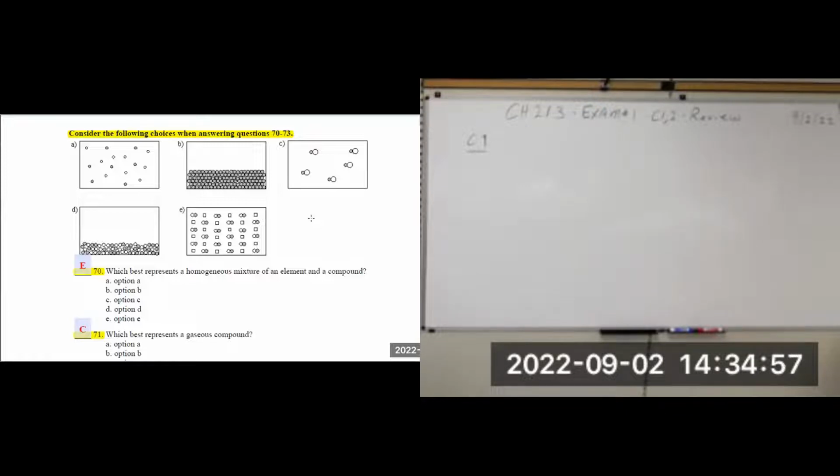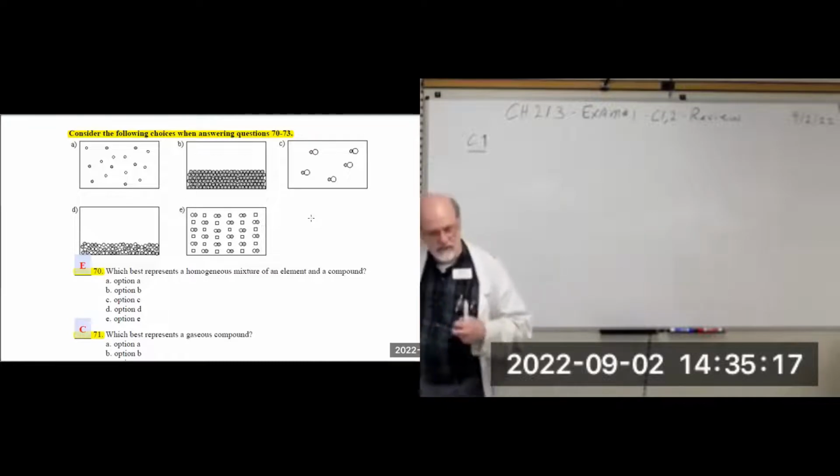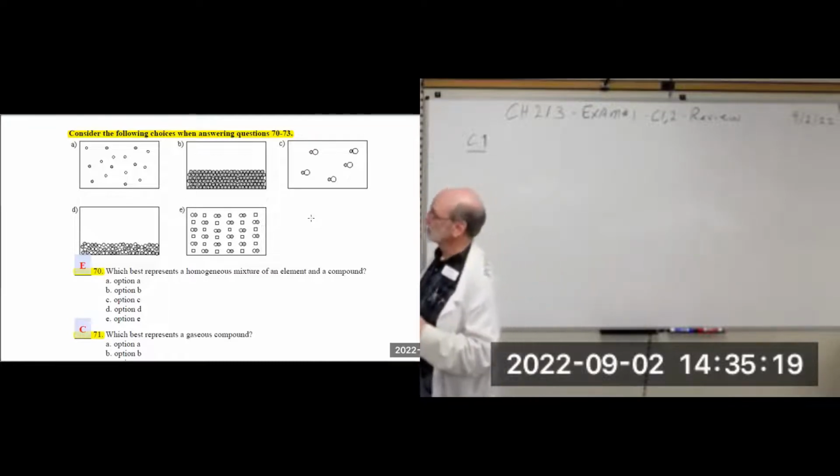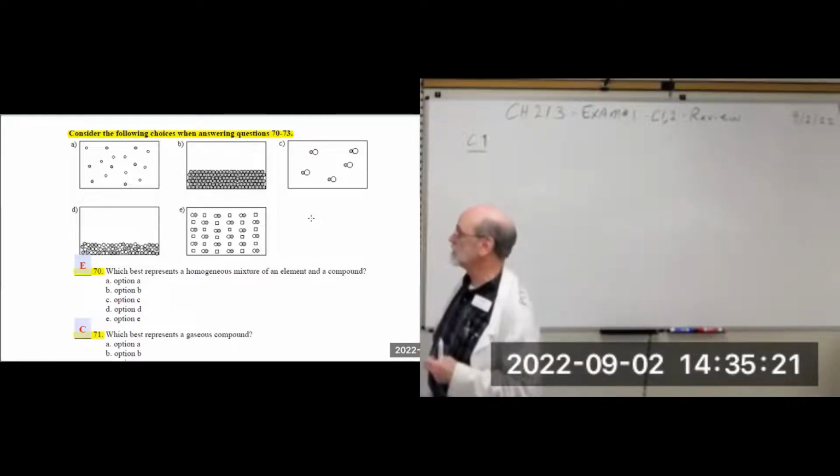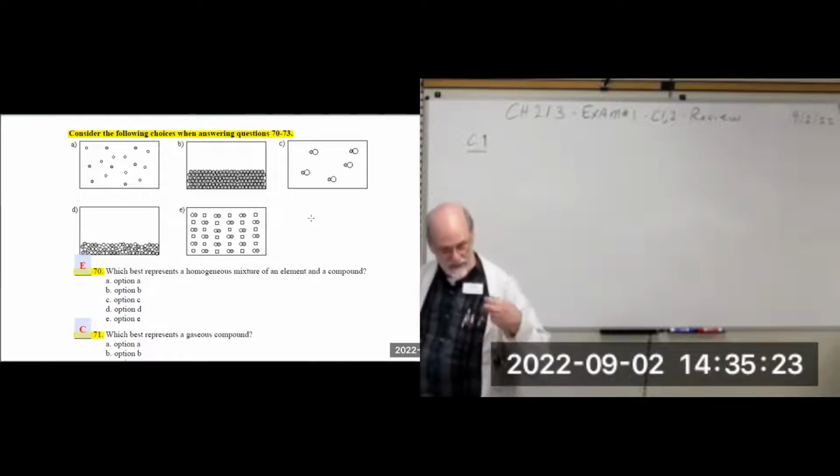Well, first of all, you have compounds and elements, right? The square is an element, and these are compounds. But it looks like they're arranged regularly, like there, they're opposite, and then switch again, switch again, switch again. They're homogeneous mixtures of an element and a compound.